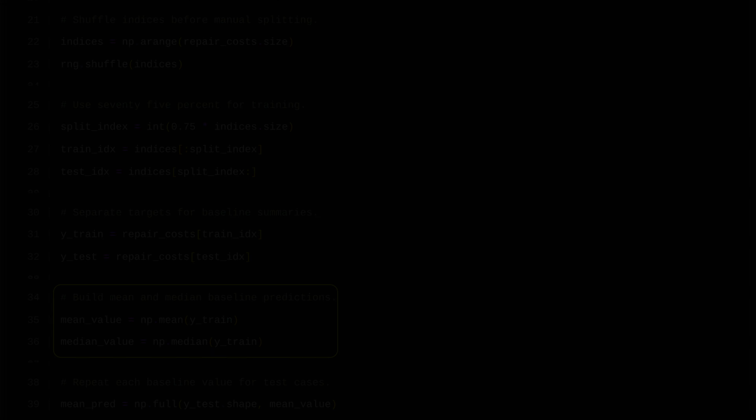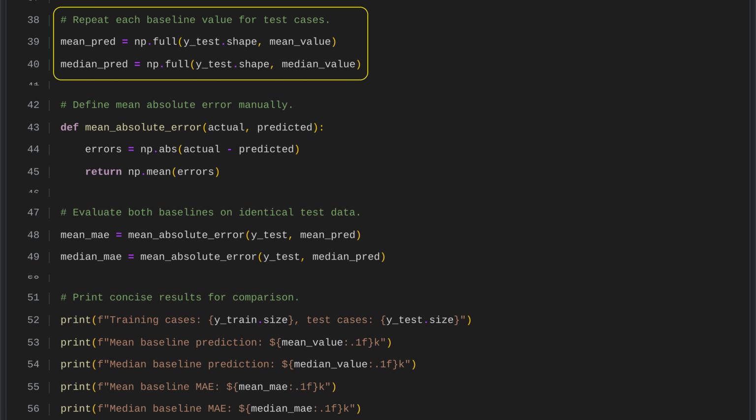We build two simple baseline predictions for the test cases. One that always predicts the training data's mean repair cost, and one that always predicts the training data's median repair cost. These constant predictions provide a basic comparison point for judging whether more complex models perform better.